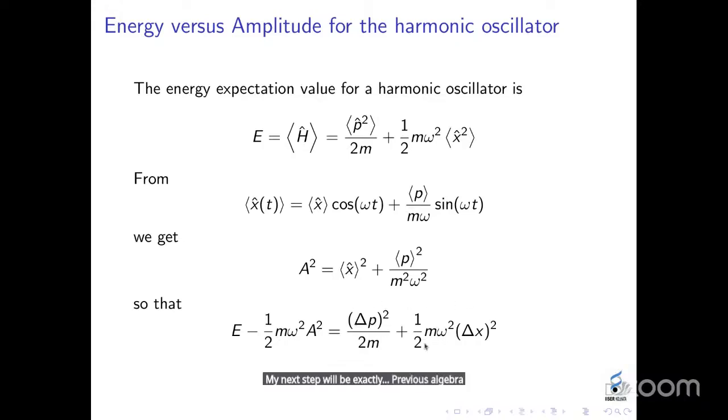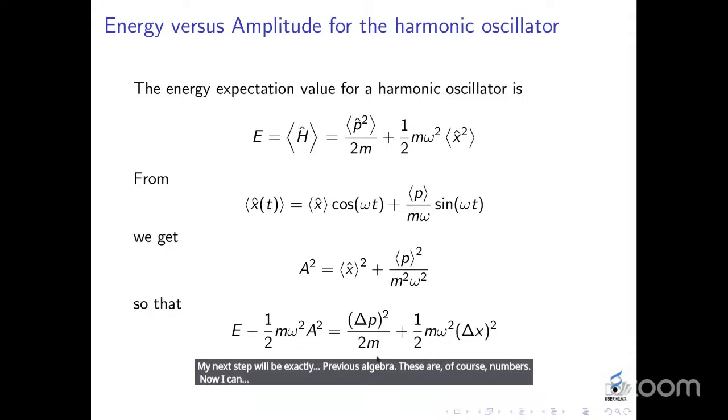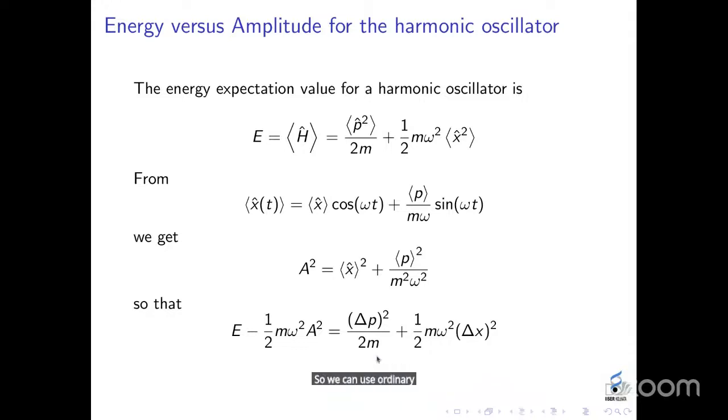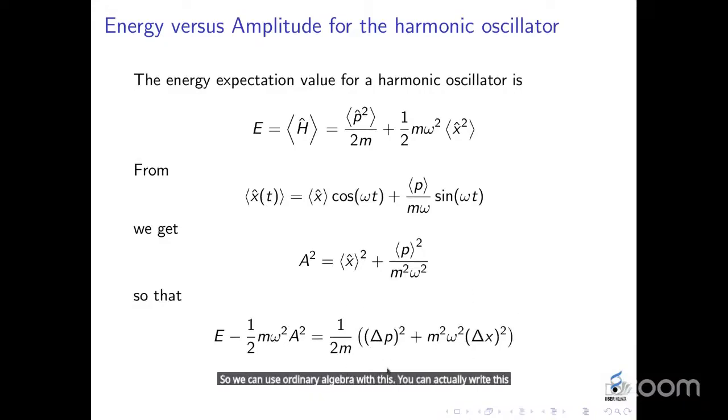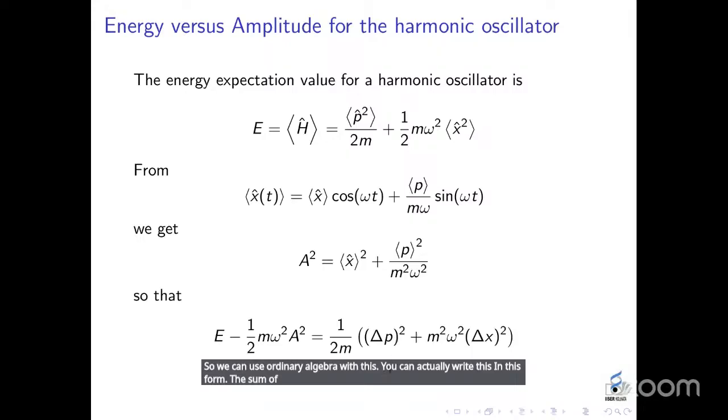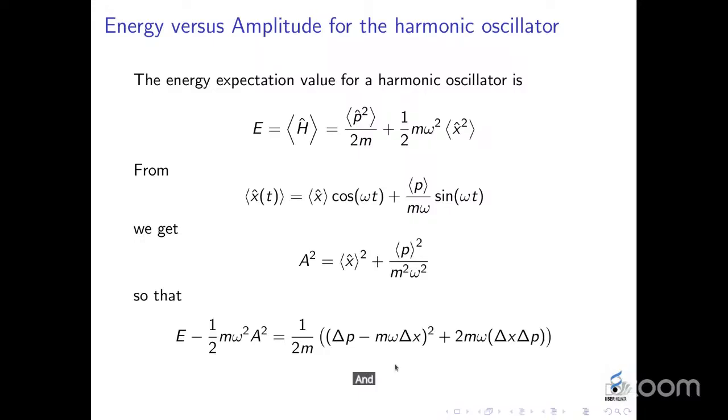These are, of course, numbers. Now they are no longer operators. These are just simple numbers. So we can use ordinary algebra with this. We can actually write this in this form, the sum of two squares, a squared plus b squared, and this I can write as delta p minus m omega delta x whole squared, a minus b whole squared, plus twice ab.